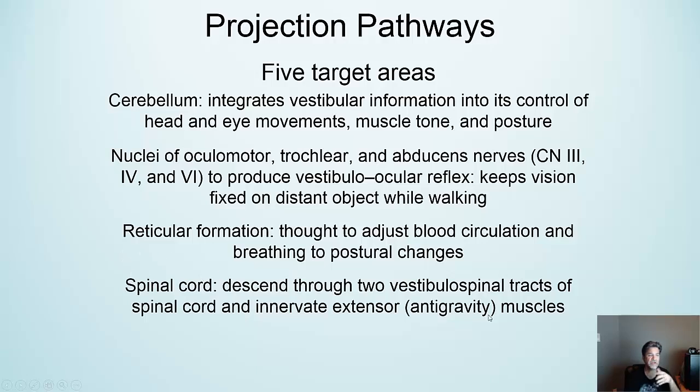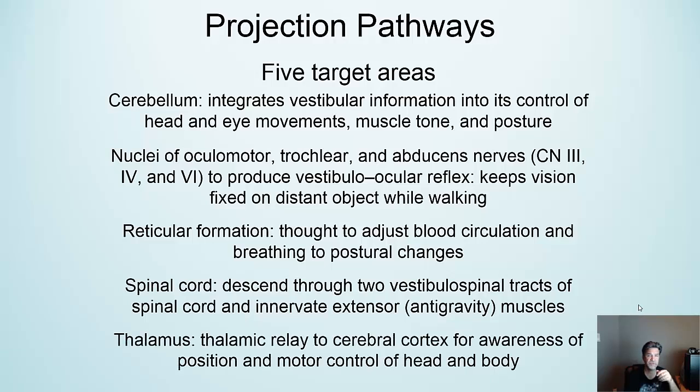The spinal cord has the vestibulospinal tracts that will deliver the information necessary to muscles that need to act in accordance with the vestibular information. And then finally to the thalamus so it can deliver the information to the correct location in the cortex for proper orientation.